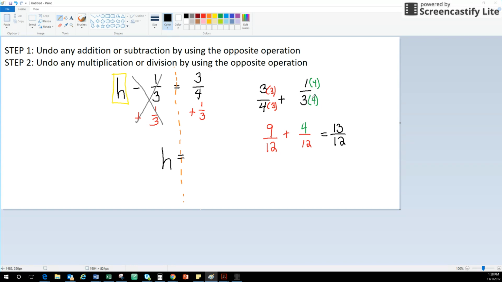13/12 is an improper fraction. The top is larger than the bottom. How do we convert this over? Well, how many times does 12 go into 13? Goes in once. If I take that 13 and subtract off the 12 that I just said went into that, I get left with a 1 on top and a 12 on bottom. So this is 1 over 12.